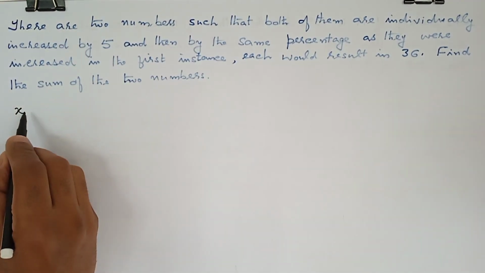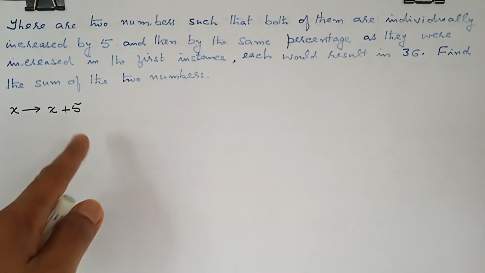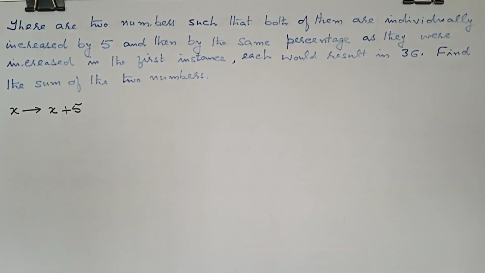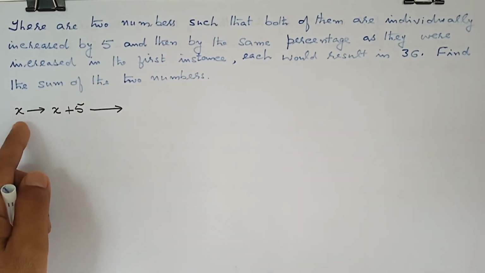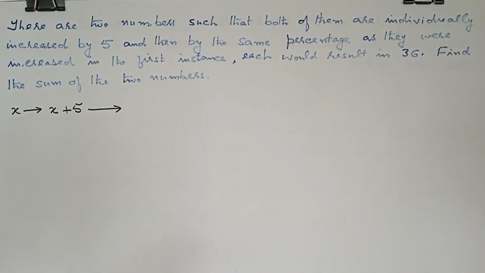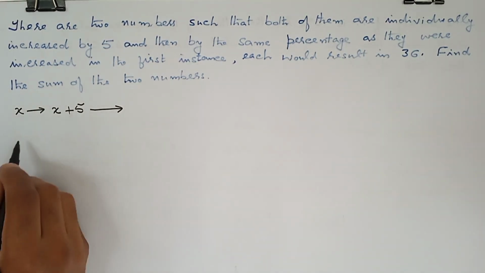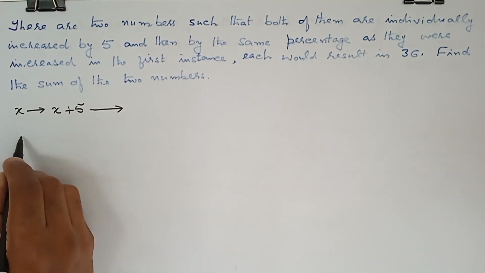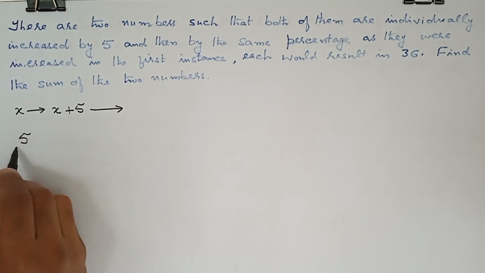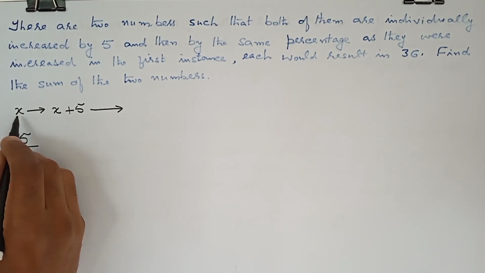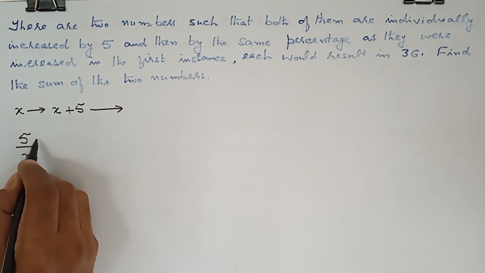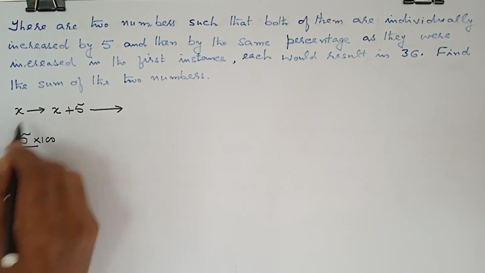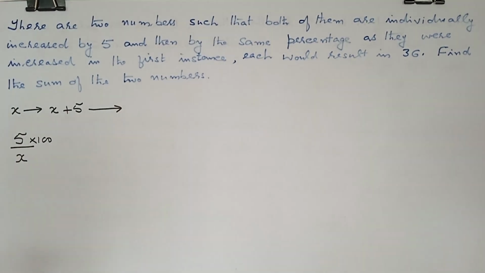What does the data say? This is increased by 5, so it becomes x plus 5. Then again it's increased by whatever percentage x had been increased in the first instance. So let's find out the percentage increase in the first case. How do you find out that? The absolute increase when x becomes x plus 5 is 5, and it's starting from x, rather x is the original quantity. So you divide the absolute increase by the original quantity and multiply by 100. This is how you find out the percentage increase in the first case.